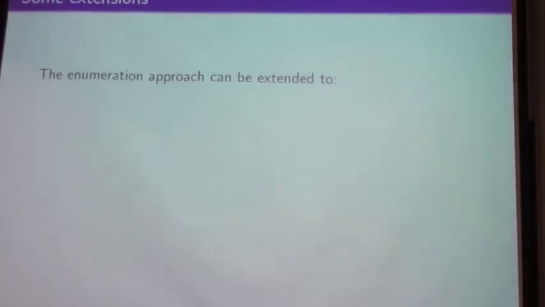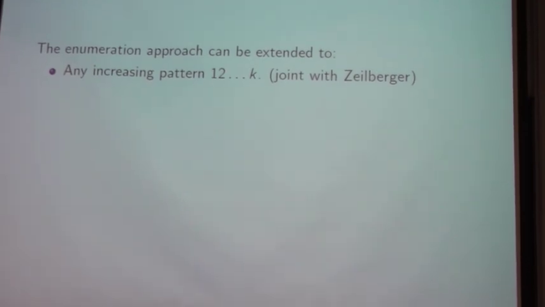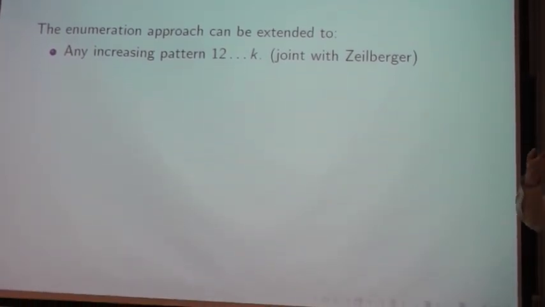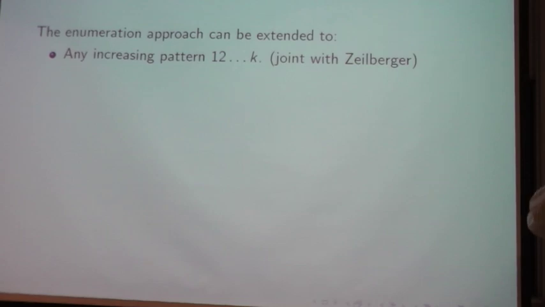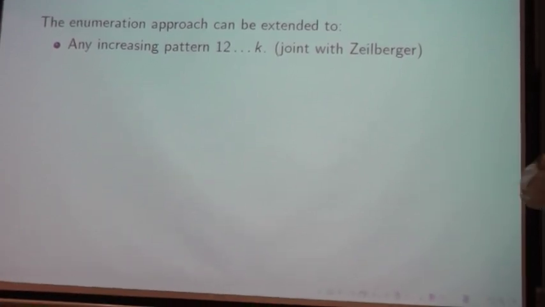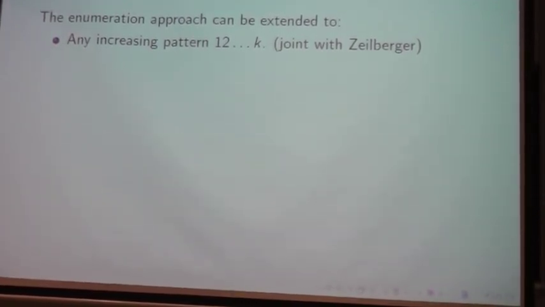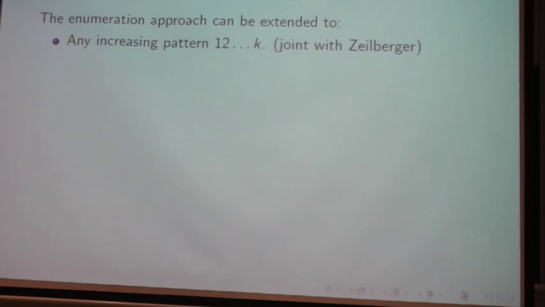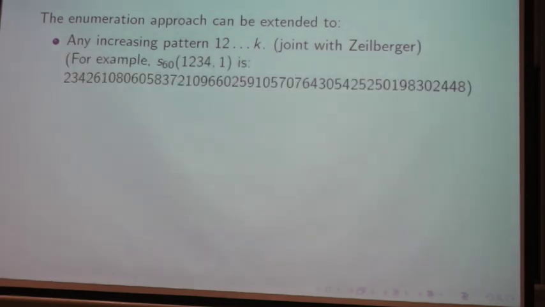Now some extensions to this approach. That approach was specifically for the pattern 1, 2, 3, but it can be extended to any increasing pattern, so 1, 2 up until k. That specific work is joint with Zeilberger, along with the computational methods. For example, if I wanted the pattern 1, 2, 3, 4, one occurrence of that, then here's the 60th term of the sequence. It can be computed via Maple.